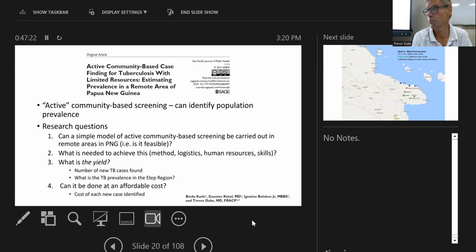So you just wait for people to come to you, right? And then we wanted to know what is needed to achieve this. Like, what do you need to do active case finding, in terms of the method, logistics, human resources and skills? And can it be done at very low cost?